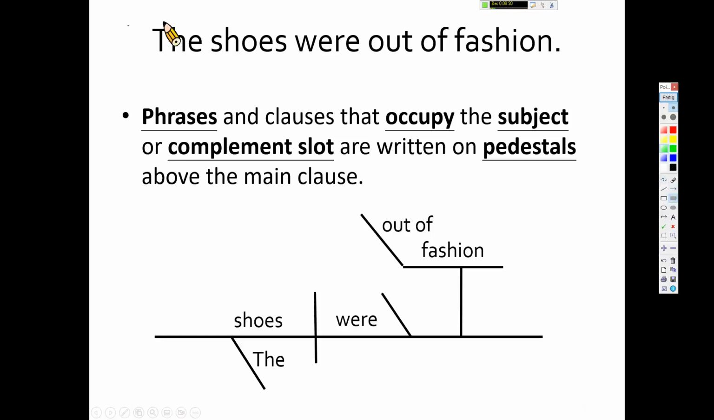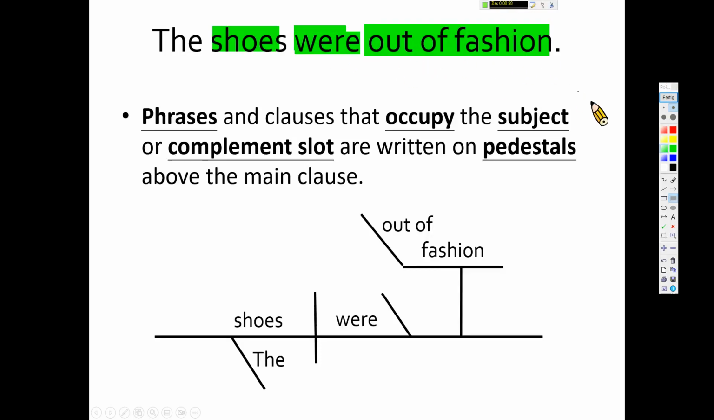So let's look at this one: The shoes were out of fashion. Now we have a very tricky part. We know this is the subject, and this is the be verb, right? Verb be. And we know "out of fashion" is an adjective. This is a prepositional phrase, but it functions as an adjective, and it should be placed in the position of a subject complement. So how can we do this?